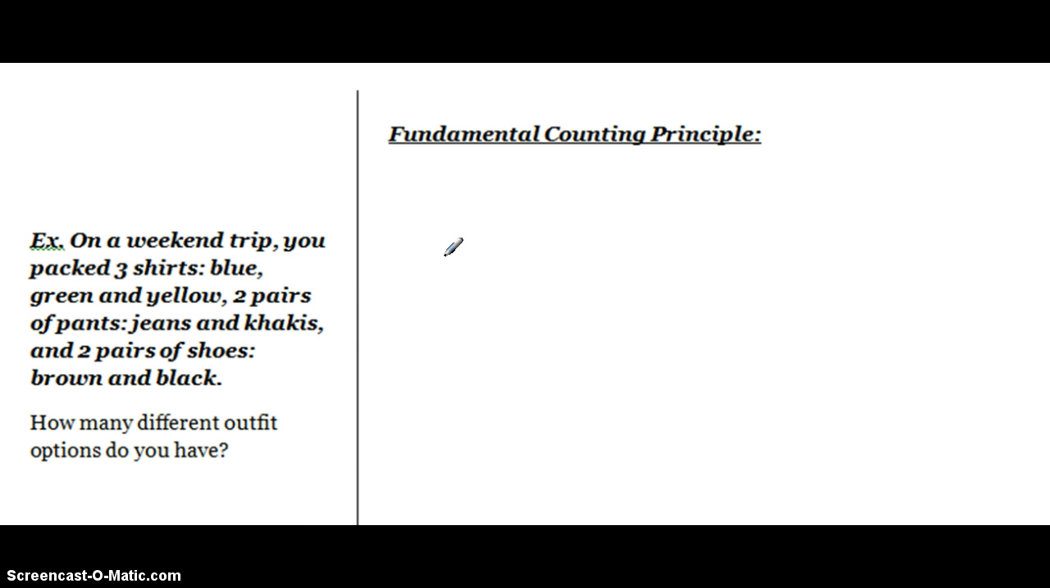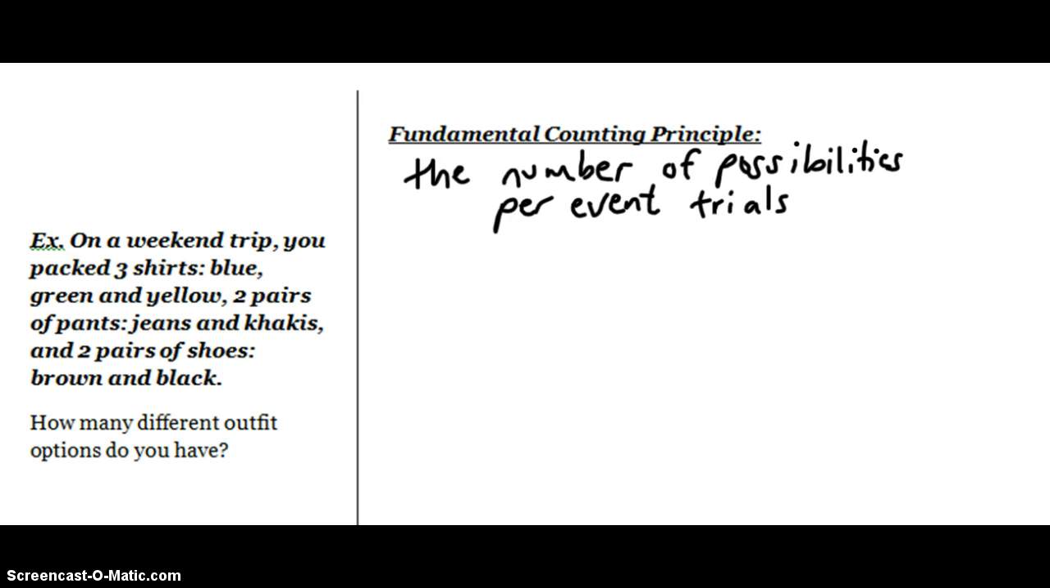Now our fundamental counting principle allows us to determine the number of possibilities per event trials. We can use multiplication to speed up the determination of the number of possible outcomes. So we'll look at one event and think of the possible outcomes, then multiply by the second event, and then multiply by the third, and so on. Or if it's just 2 events, you would just multiply the 2 items.